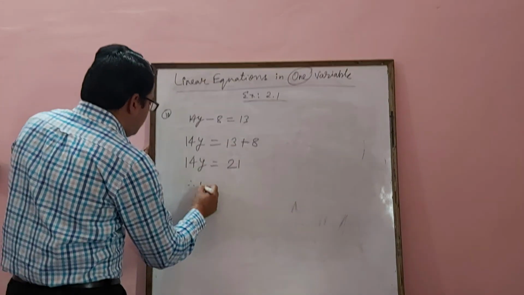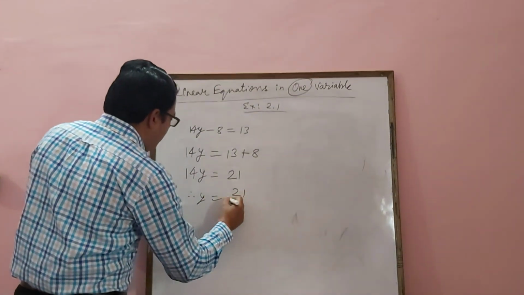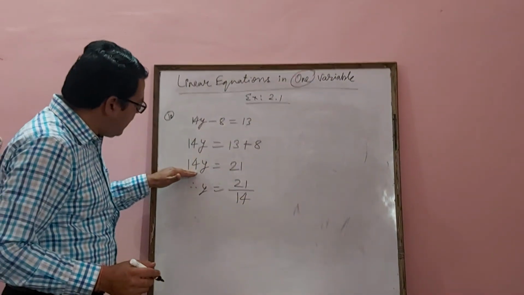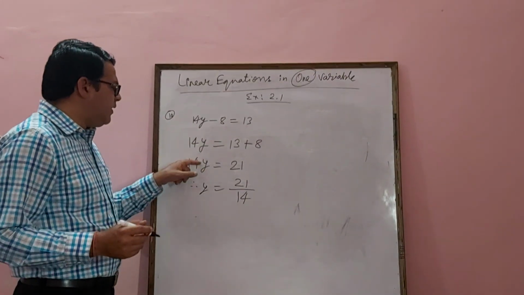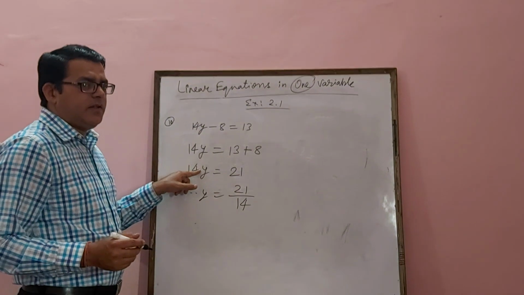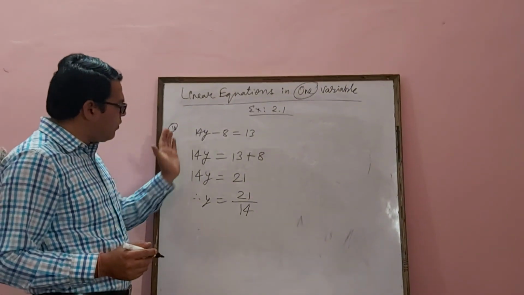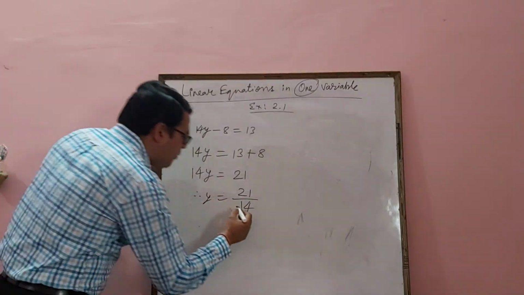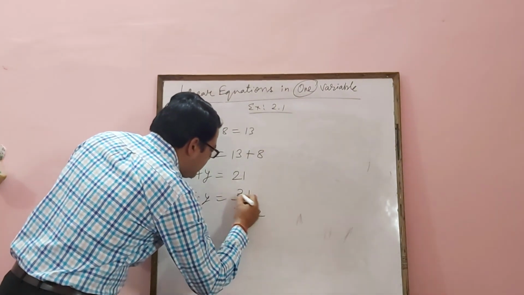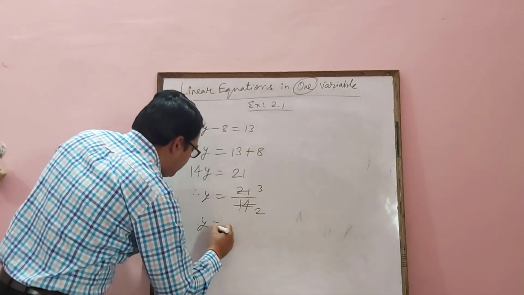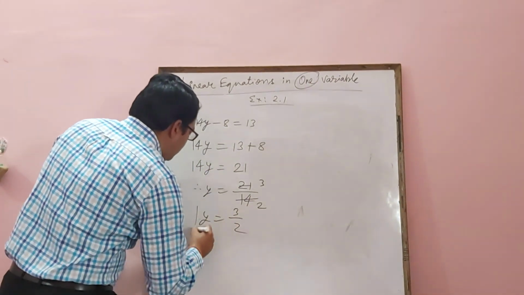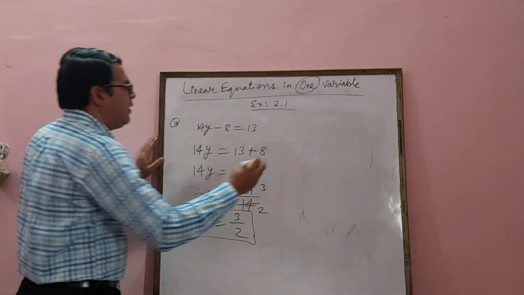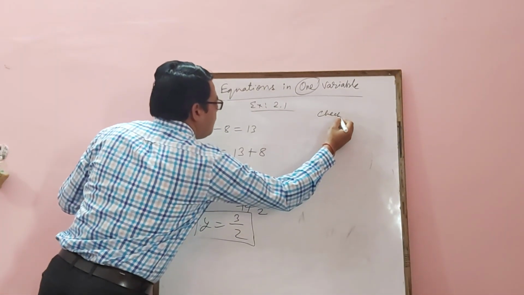Now y equals 21 by 14. It is divided by 14 because 14 and y are in multiplication here. That's why if you shift 14 to the right hand side, it goes in division. Now by 7 both are divisible. 7 twos are 14, 7 threes are 21. We have here 3 by 2, and y equals 3 by 2. Now we can check it also.